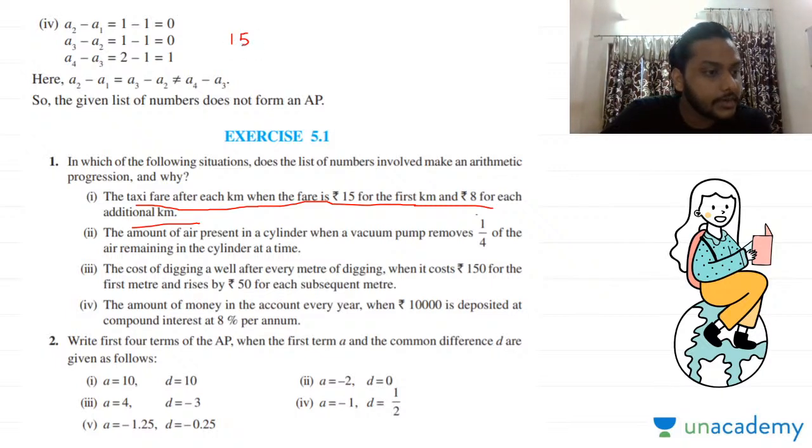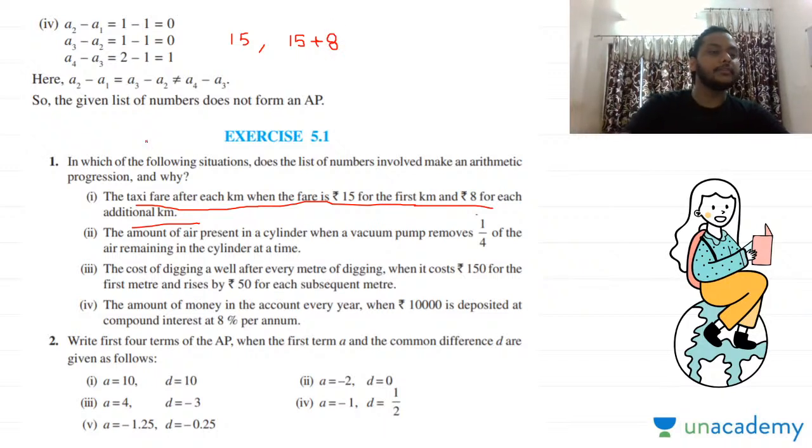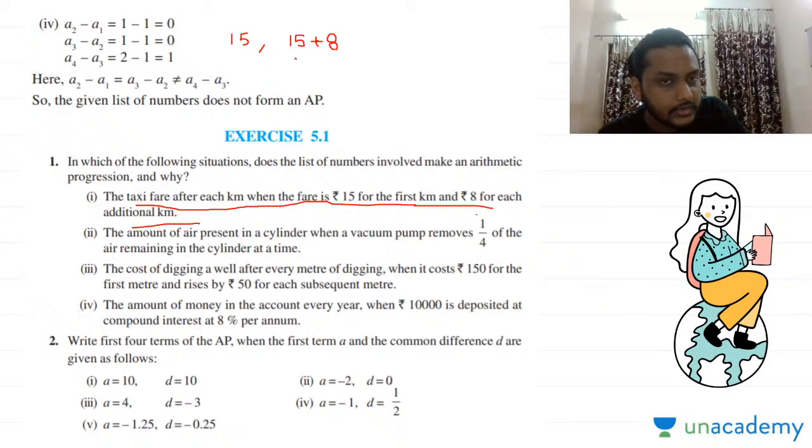It means if I only make a journey of 1 kilometer, then I'll have to pay 15 rupees. Clear? Very good. Now, if I go 2 kilometers, what will happen in that case? For the first kilometer the fare is 15 and for the next kilometer the fare is rupees 8. Yes or no? For the first kilometer fare is 15 and for the second kilometer fare is 8. It means if I make a journey of 2 kilometers, the fare will become 15 + 8.